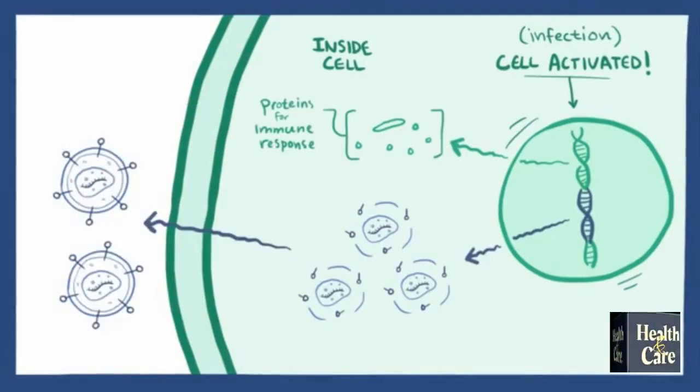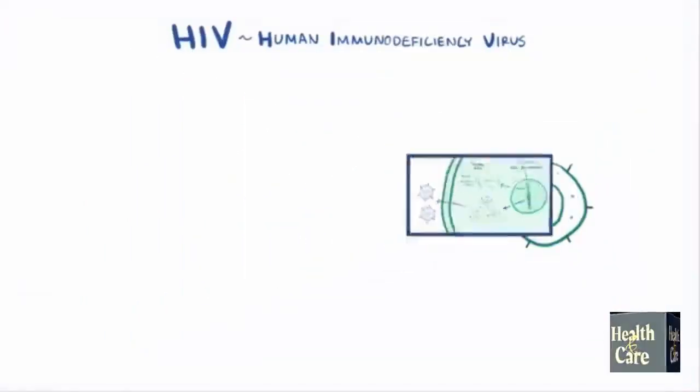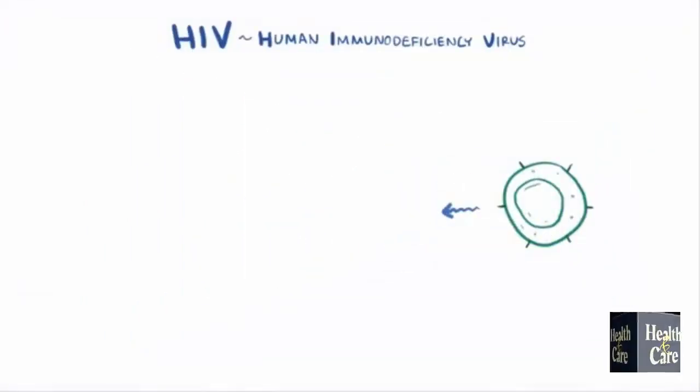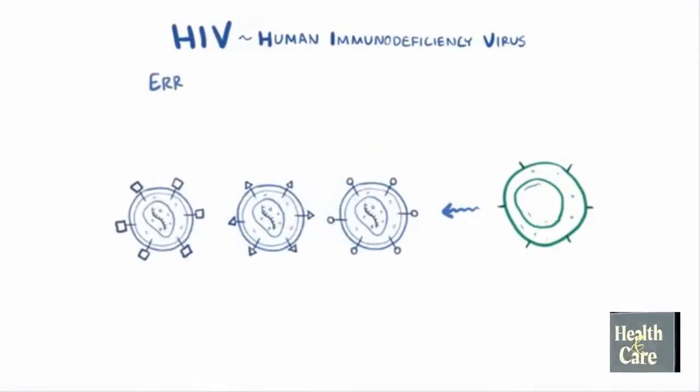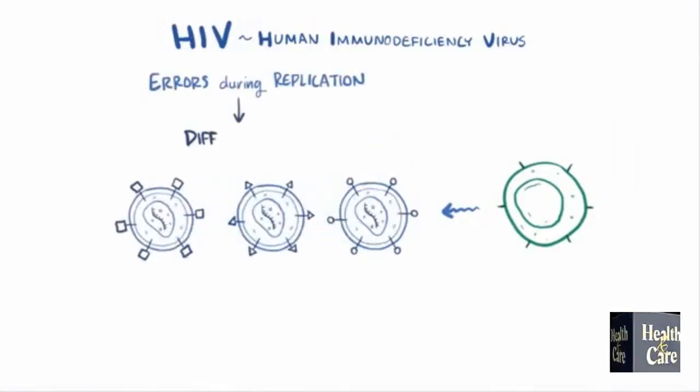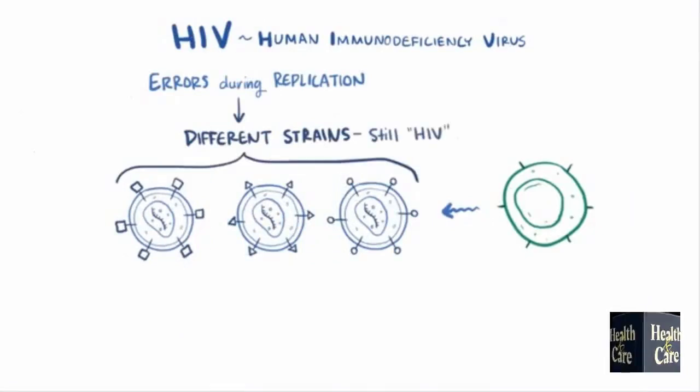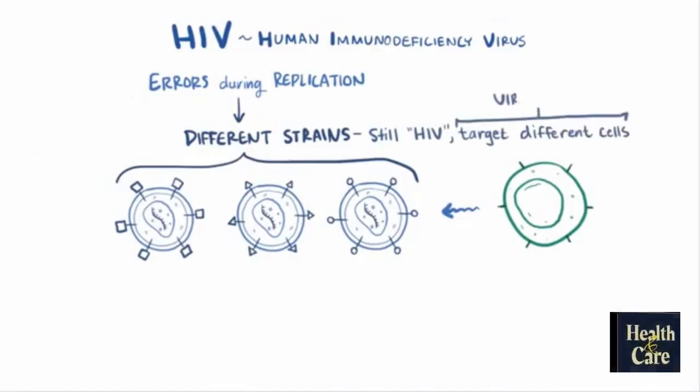Very sneaky indeed. One thing to note is that HIV is notorious for making errors when it replicates, and that during an infection it can mutate to create slightly different strains of viruses. These viruses are all still considered HIV, but behave slightly differently from each other and target different cells in the host. In fact, that host cell preference is called viral tropism.